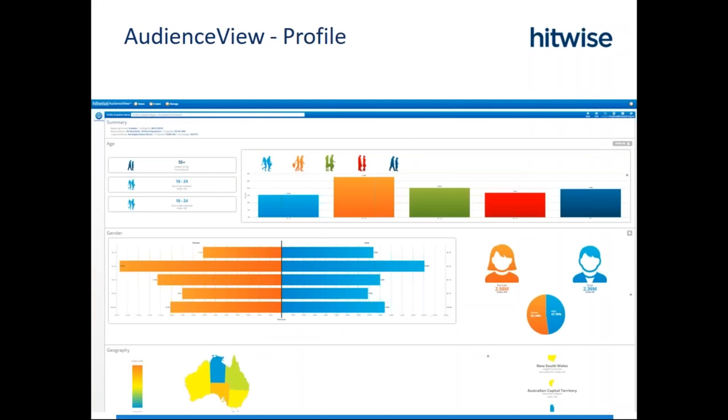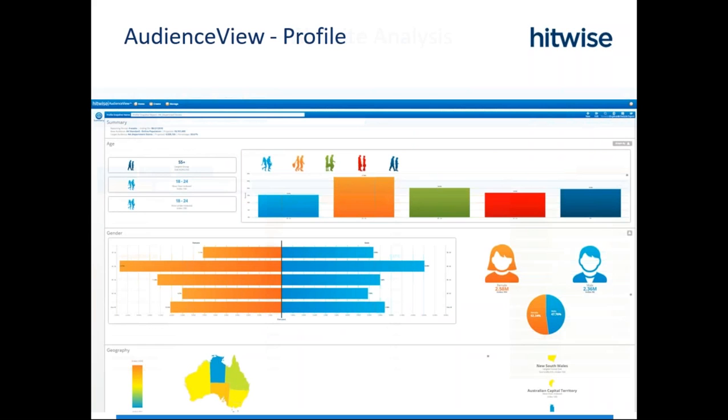So this is just a screenshot of the profile section within Audience View. As you can see from this, you get age, gender, state and also household income. Really nice snapshot to be able to say this is who your actual audience is.